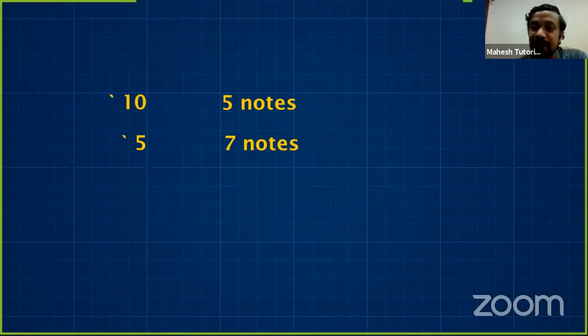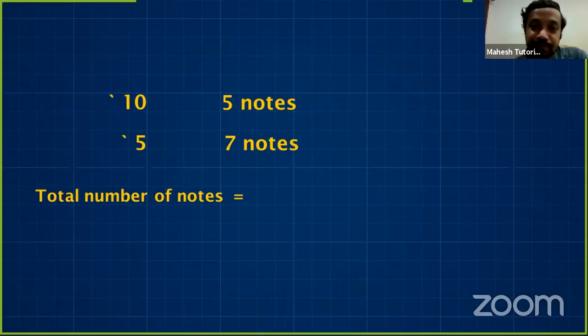So now students, if I ask you, what is the total number of notes that you have? 10 rupees wale, there are how many notes? 5. 5 rupees wale, there are how many notes? 7. So the total number of notes will be 5 plus 7. That would be equal to what, students? Absolutely correct. So the total number of notes would be 12.